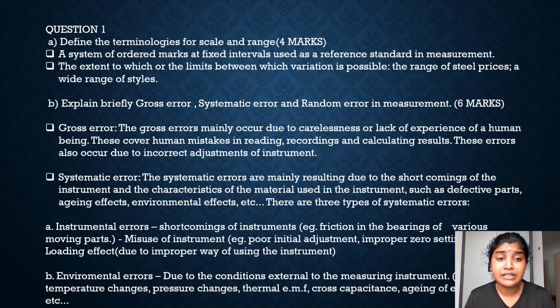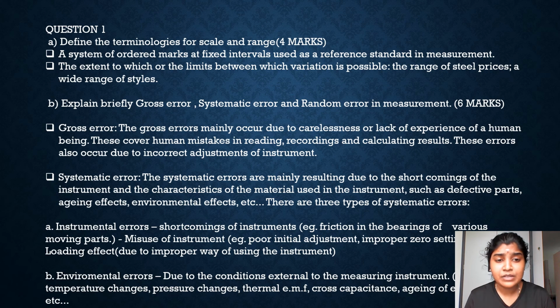First question is define the terminologies for scale and range. Scale: a system of ordered marks at fixed intervals used as a reference standard in measurement. Range: the extent to which, or the limits between which, variation is possible. For example, the range of steel prices, a wide range of styles.